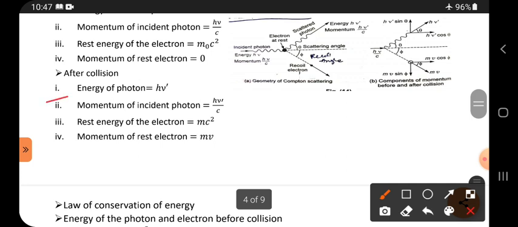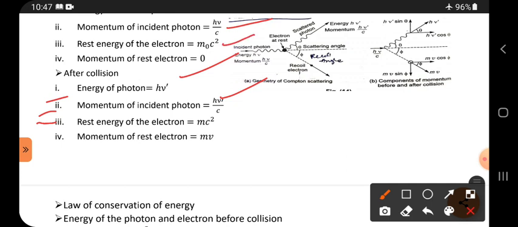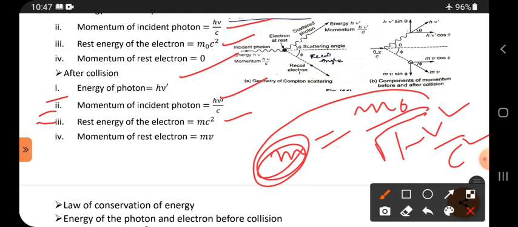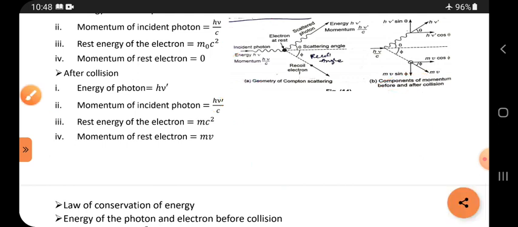See, the energy of the photon is h nu dash, and the momentum of the scattered photon is h nu dash by c. Next, the energy of the electron: before, m naught c square was written, and here it is m c square, where m equals m naught divided by the square root of 1 minus v square by c square. That is the meaning of m here. And the momentum of the electron is m v, mass into velocity.